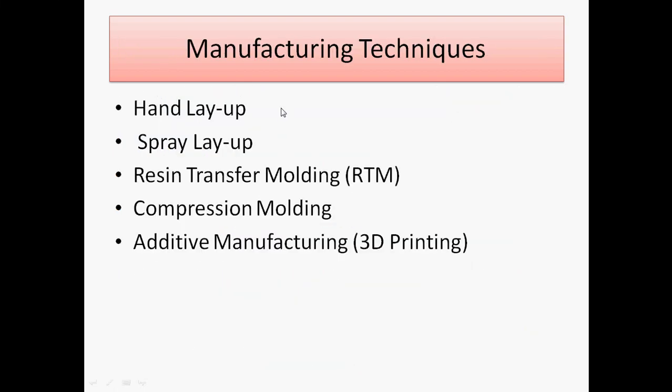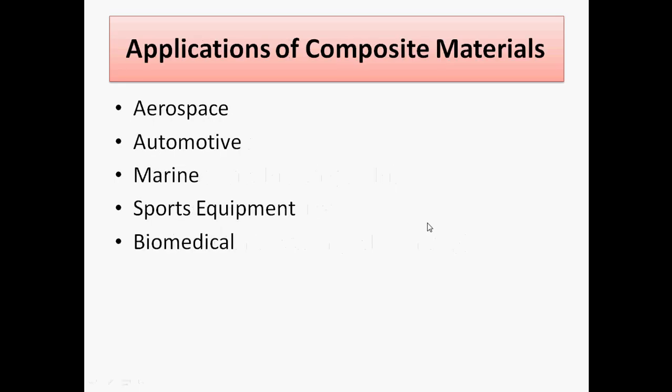Now the next list is about manufacturing techniques. Different manufacturing techniques are available: hand layup, spray layup, then resin transfer molding, that is RTM, compression molding, then additive manufacturing, that is the use of 3D printing. So these are the manufacturing techniques available for manufacturing composite materials. Then highlighting the applications of composite materials: aerospace, automotive, marine, sports equipment, and biomedical. So these are the main applications available.